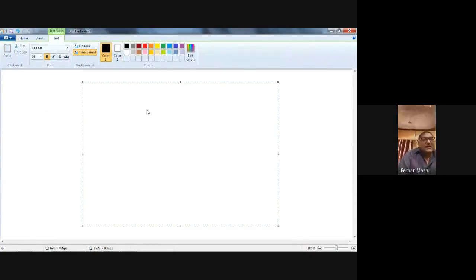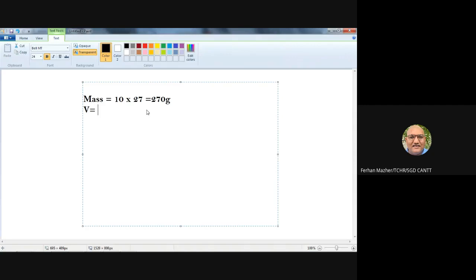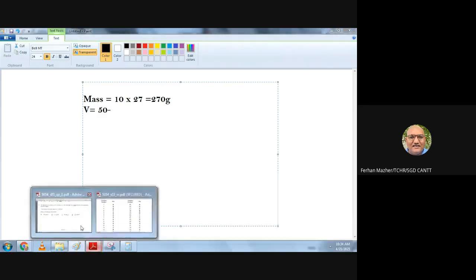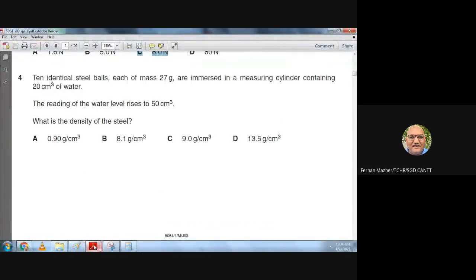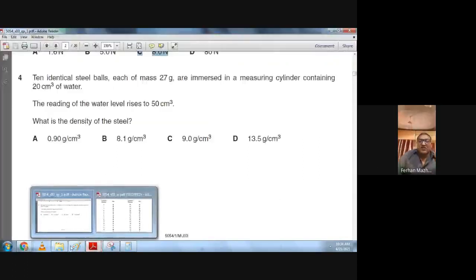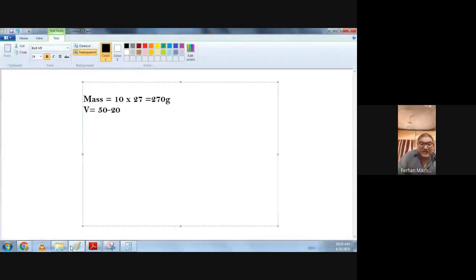So the mass, there are 10 identical balls. Each ball is 27 grams. So my final answer will be 270 grams. The volume will be V2 minus V1. So 50 minus, and let me check what was the volume. 20. So the V1 value was 20, the V2 value was 50. So 50 minus 20, and the volume is 30 centimeter cube.